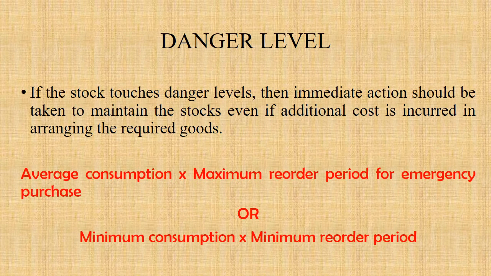The last level of stock to be discussed is the danger level. It is the level at which an immediate action should be taken to maintain stocks, even if additional cost is incurred in arranging the required goods. And the formula for this danger level is average consumption into maximum reorder period for emergency purchase, or minimum consumption into minimum reorder period.